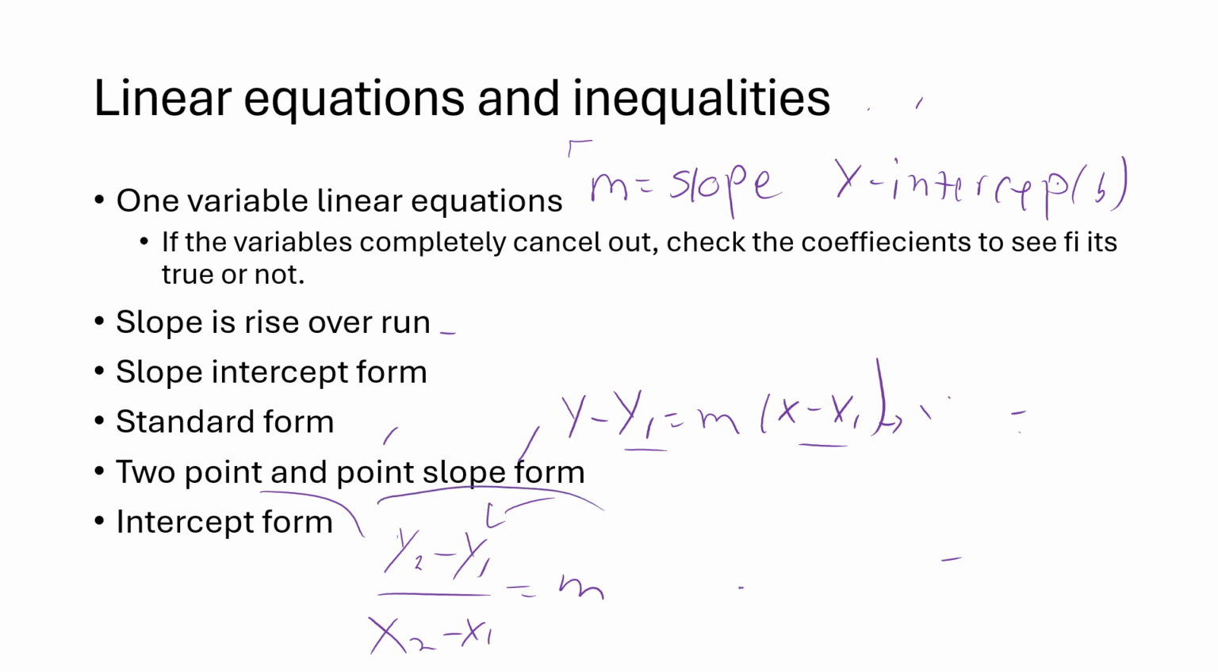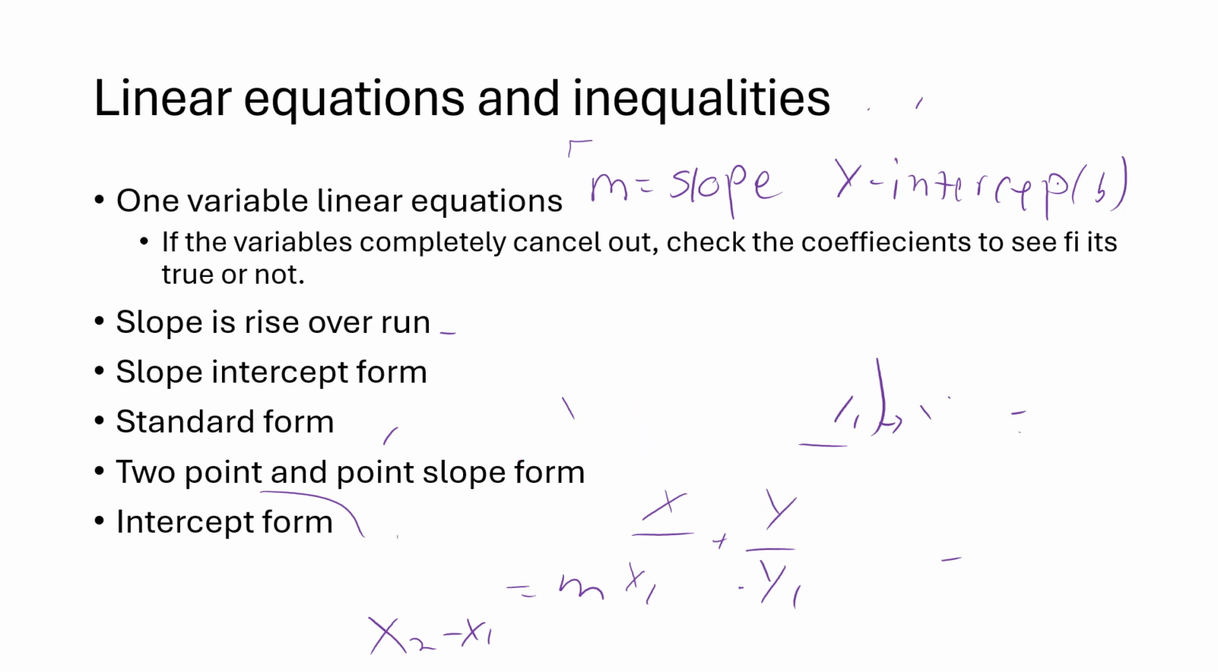But what about intercept form? This is only when you know the x and y-intercepts. So x over x1 plus y over y1 equals 1, where x1 and y1 are your x and y-intercepts. So that's interesting to know. Now, that was a mouthful, but I got through it.